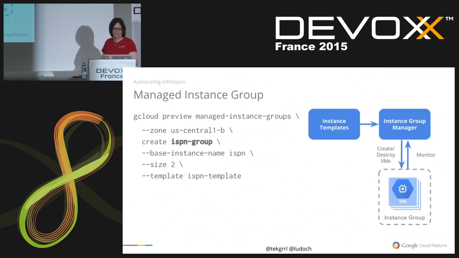A managed instance group is created like this. We're just creating a group called ISPN group. Again, we're using the gcloud command, and we're providing a template name. And we're also saying we want two of these initially. We can provide a base instance name as well. So all of our machines will have names, but we can provide some base instance name. The rest of it will be a randomly assigned hash.